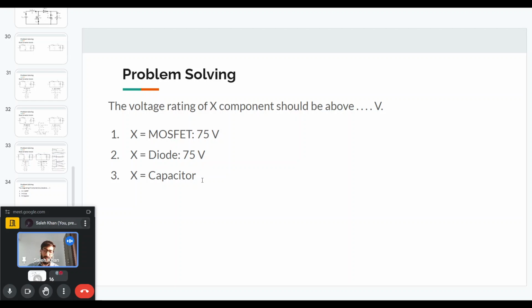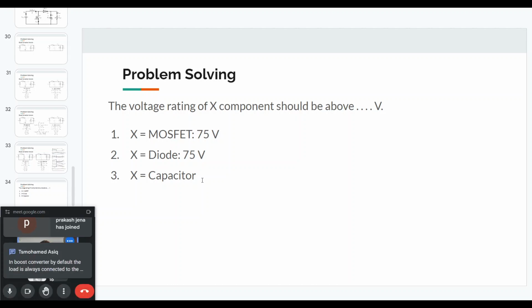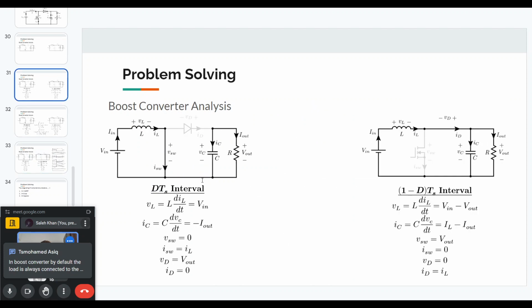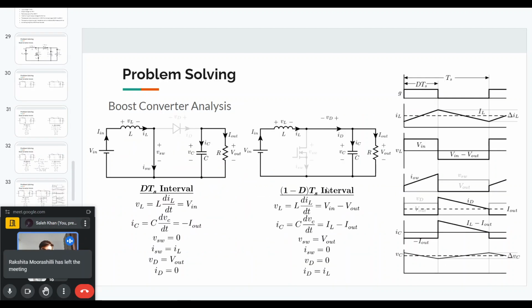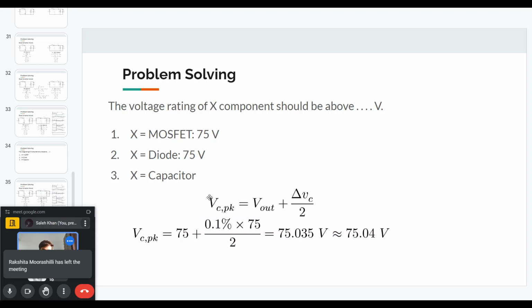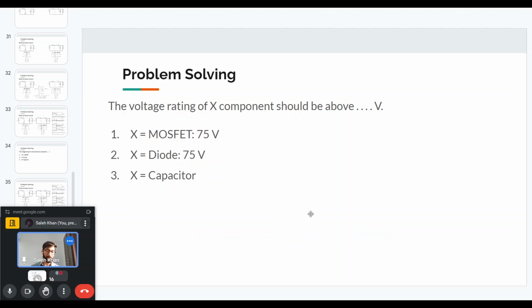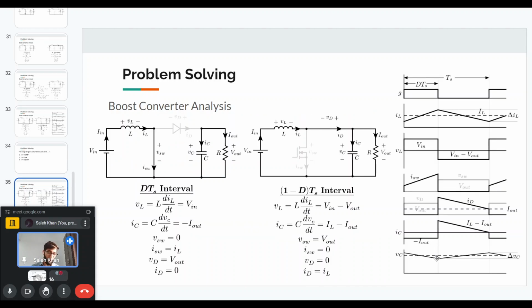And similarly, the voltage rating of the capacitor will also be 75 volts, but we can actually be more precise here if we say that the capacitor voltage will have an average and it will also have a ripple component. And we are given that the ripple is equal to 0.1% of V out. So if we use that specification, we can see that the maximum capacitor voltage, that is the peak capacitor voltage, will be equal to V out plus half of that ripple, because the ripple will go below the average as well as above the average, and the average will be exactly in the middle of this ripple.